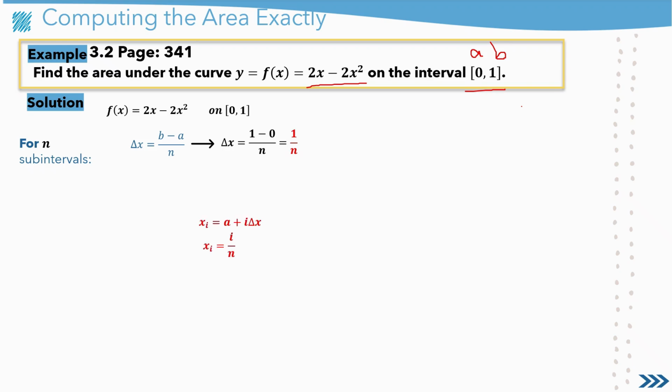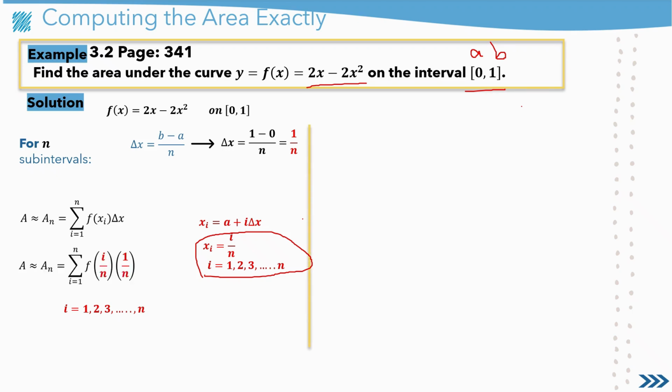When you look at your xi, it is nothing but a plus i delta x. What is it? i over n. And your n, we don't know, so we'll replace it as 1, 2, 3, etc. up to n. Let's find the area. Limit n approaches infinity, sigma i equal to 1 to n f of xi delta x. But first, let us focus on finding the sigma.